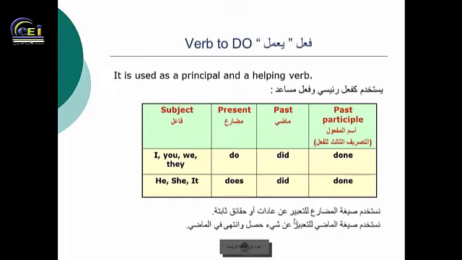Verb to do. The second verb, to do. We say at the first, we have 7 pronouns in English with verb to be or verb to do or any verbs. I, you, we, they do, but he, she, it does. Do or does is verb to do in the present, but did is verb to do in the past. We know the past participle of verb to do: done. Do, does in the present, but the past is did, and the past participle is done.